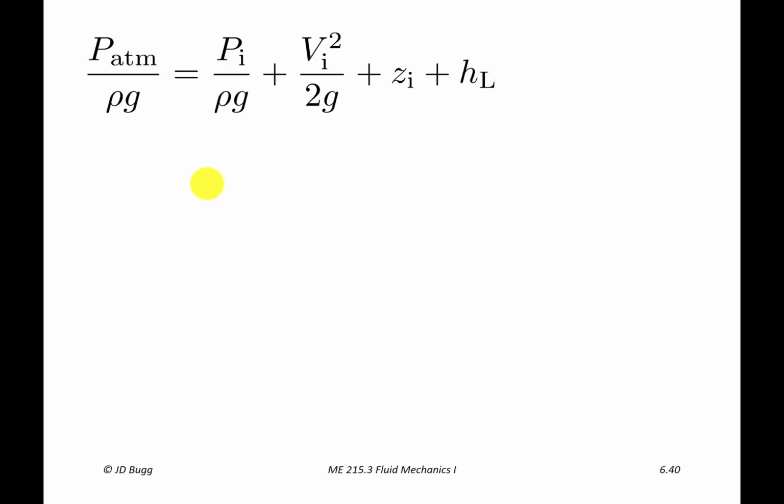We have atmospheric pressure, that used to be P1. And on this side, we have the static pressure and kinetic pressure at our inlet, expressed as a head, the elevation of the inlet, and the head loss.